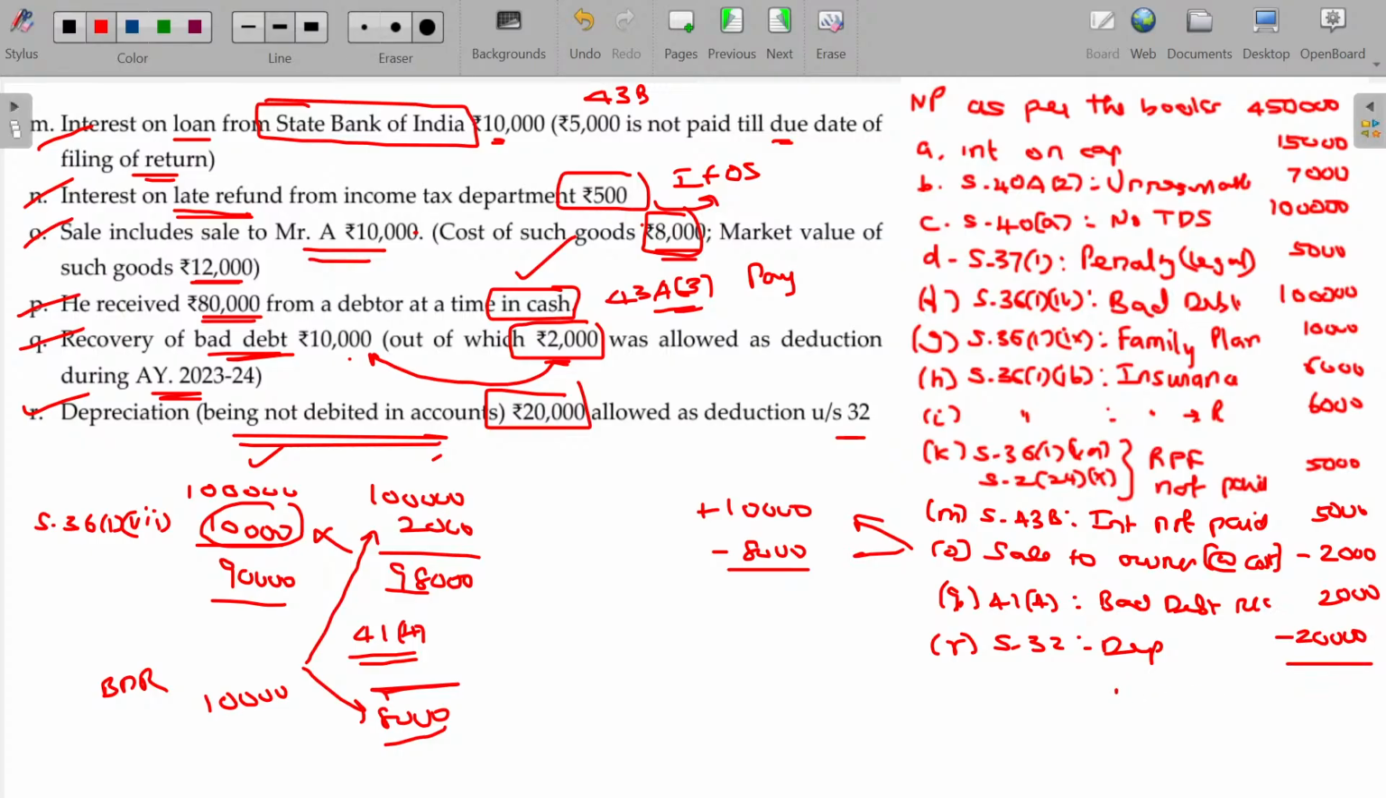Now find out the PGBP. Don't forget to minus these items. So automatically, your PGBP income is 6 lakhs 88,500.